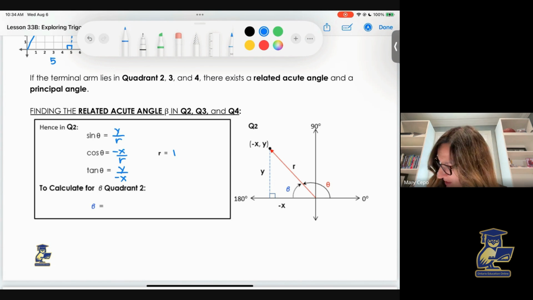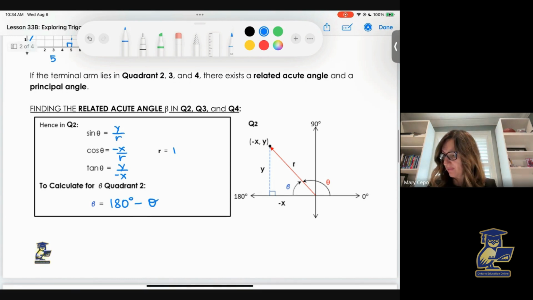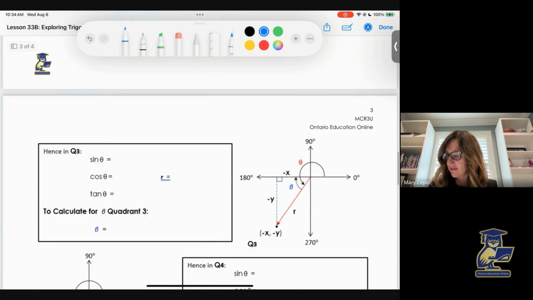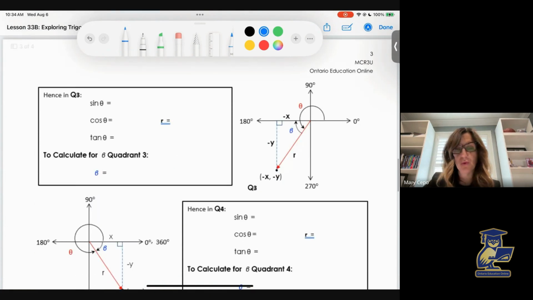So that means we would take 180 degrees and we would subtract theta. Okay, and that would give us the value for a related acute angle. Okay, so again, this is an investigation. What happens now when we move that terminal arm into quadrant number 3?